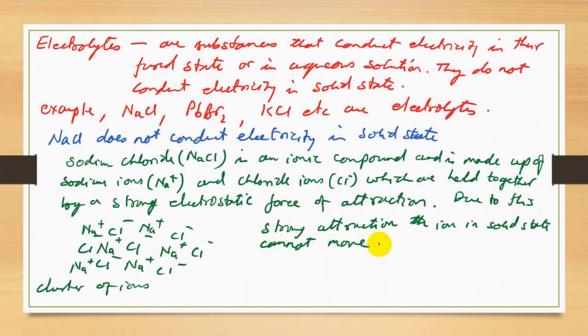So ions are there. These ions cannot move. That means they cannot carry charges. And if they cannot carry charges, they cannot conduct electricity. So what you can write here: they have a cluster of ions, a strong electrostatic force of attraction, and ions cannot move.